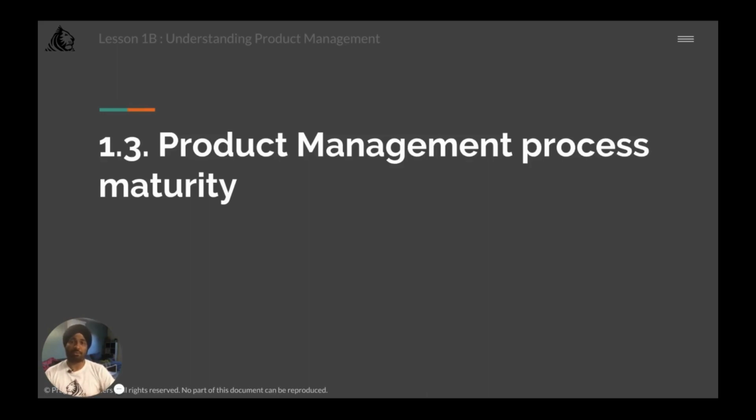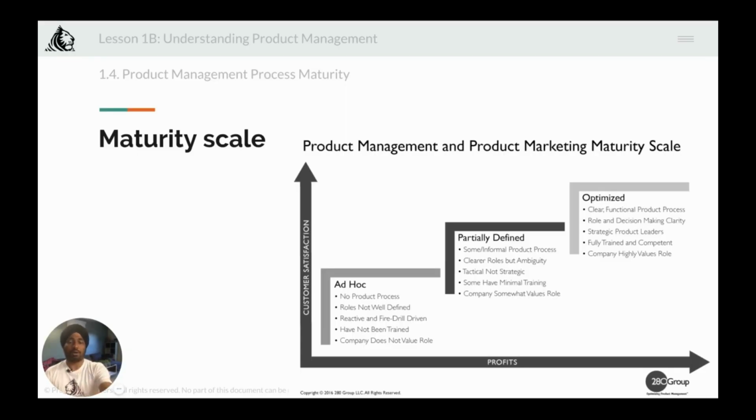Now let's understand what is product management process maturity. Well, the product management and product marketing maturity scale explains that if you draw an XY axis with customer satisfaction against profits, typically in the very early stages of a startup or a company, a lot of things will be ad hoc. There will be no product process, the roles will not be defined, and a lot of things that you'll be doing will be reactive and fire drill driven. You'll be dousing fires again and again. Most likely the people involved have not been trained and the company does not value the role itself.